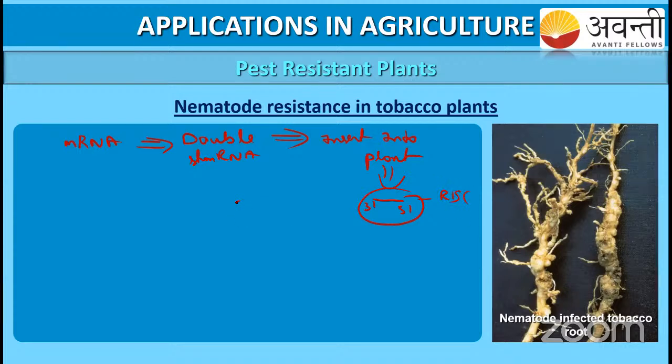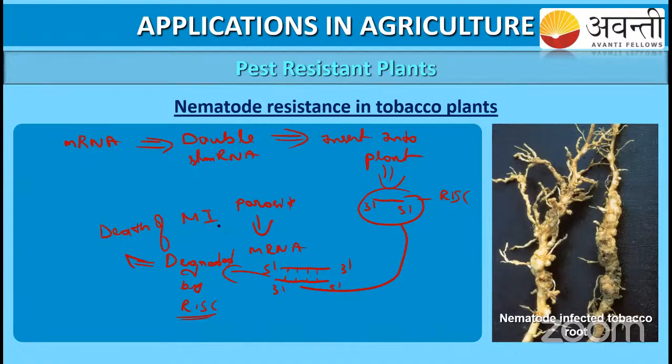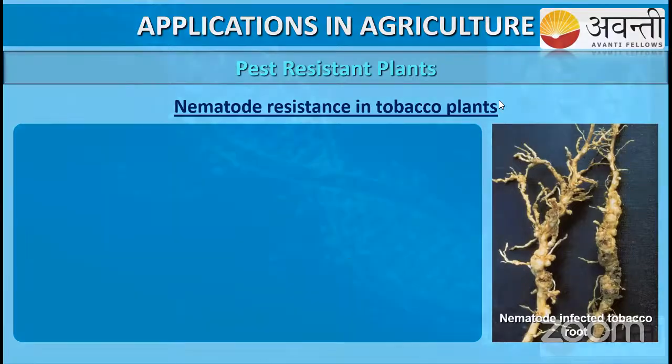Here, this parasite is going to produce the mRNA. This mRNA has 5 prime to 3 prime, and the RISC has 3 prime to 5 prime. Now it is going to form the complementary strand. Then the double strand is going to be degraded by the RISC complex, right? Then it is going to cause the death of Meloidogyne incognita. Okay, student? I think you understood this.